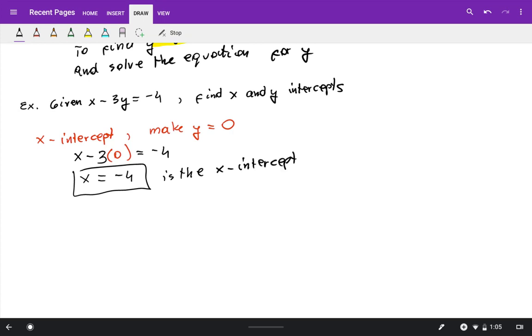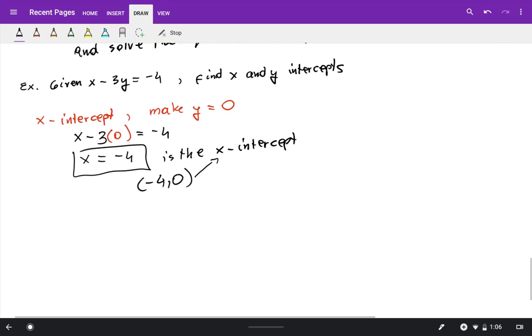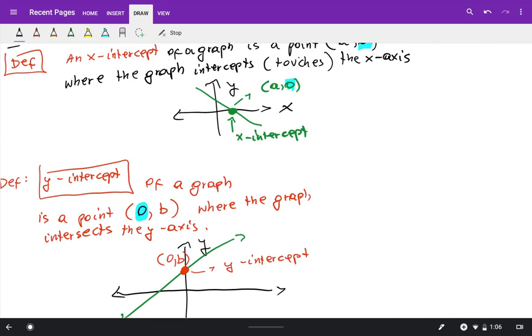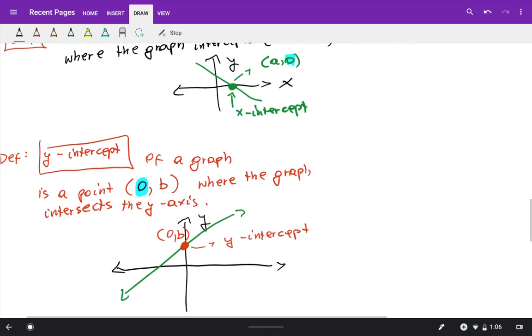When you're solving problems like that, pay attention on Alex to how they want you to enter the solution. If they want you to enter the solution using the coordinates, which is the ordered pair, so you will put that point negative 4 comma 0 is the x-intercept, okay? And we know that because the x-intercept is a point on the x-axis, so the y coordinate will always be equal to 0.